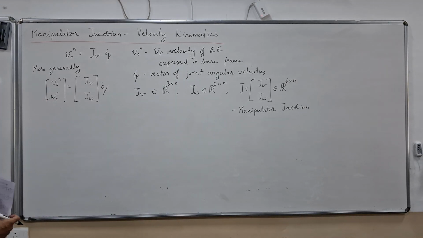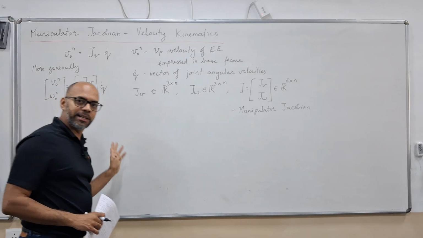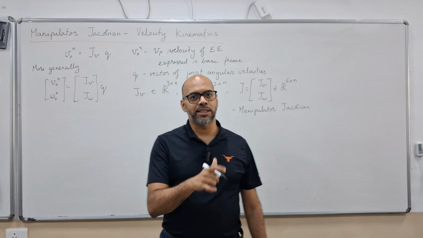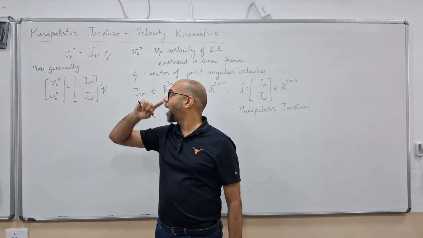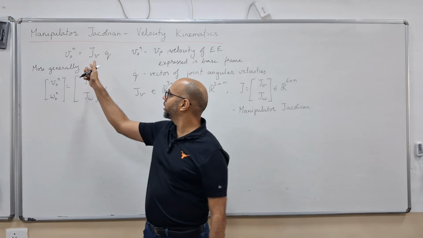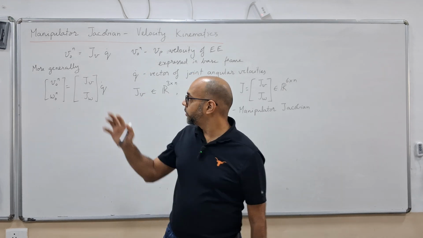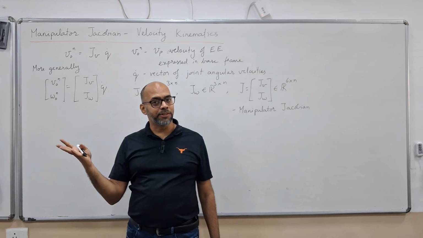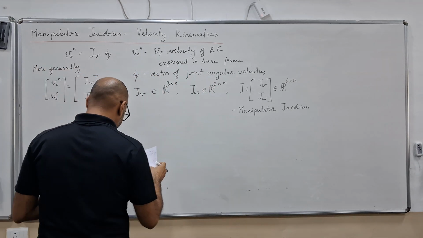Okay, so the idea now is to see if we can figure out a general expression for JV and J omega. We have already derived a specific expression for the 2R manipulator, which, if you remember, had sines and cosines of the angle. So really this is a configuration dependent matrix, which means for a specific robot, depending on which configuration it is, this matrix will be different, right? So that is one important point to keep in mind.